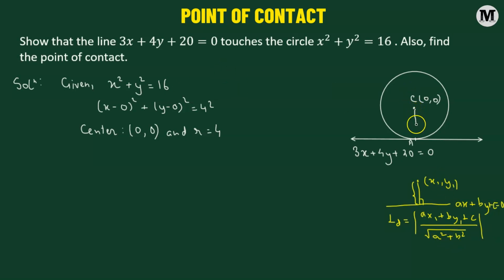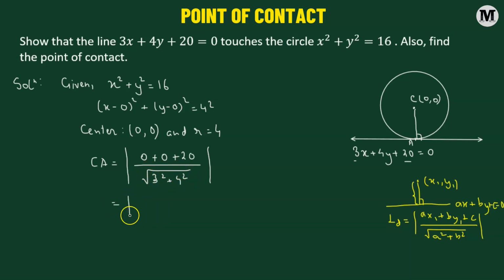So let's say we drop a perpendicular from point C on the line. So the perpendicular distance CA is going to be equal to, we'll take the absolute value. Now we will take the ratio in the numerator. We start with the coefficient of x, that's 3. 3 will get multiplied with the x coordinate of the center C, so that's 0 times 3, which gives 0. Added to the y coefficient, which is 4. 4 will get multiplied with the y coordinate of the center, so that's 0 as well. And then we have the constant term, that's 20, divided by the square root of 3 squared plus 4 squared.